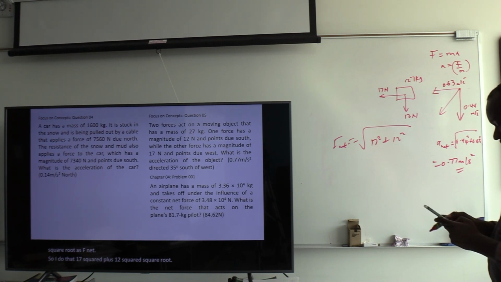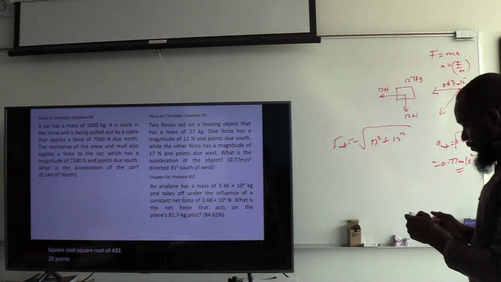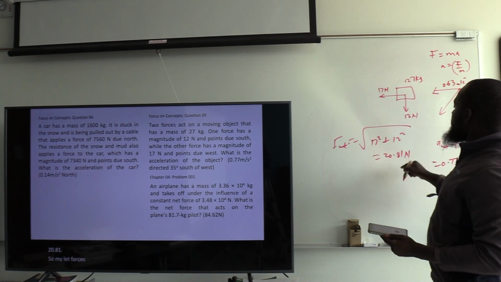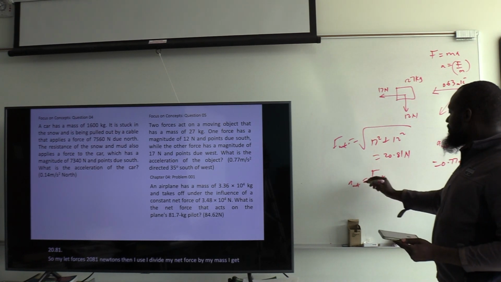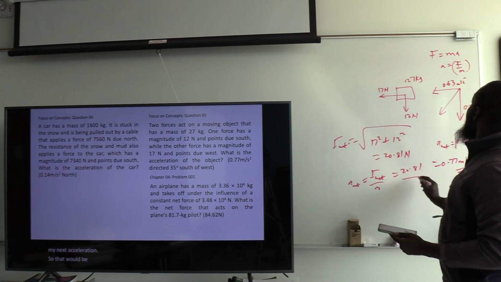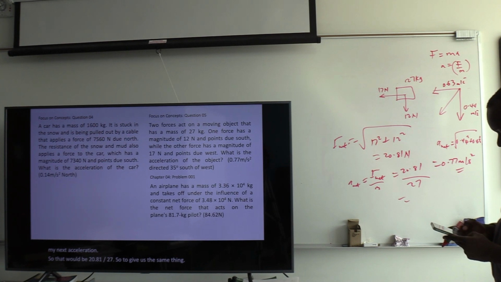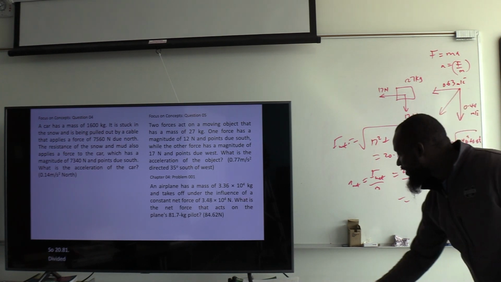(17 square plus 12 square) root, square root of 433, is 20.81. So my net force is 20.81 newtons. Then I divide my net force by my mass, 27, to get my net acceleration. It gives us the same thing: 20.81 divided by 27 is 0.77.